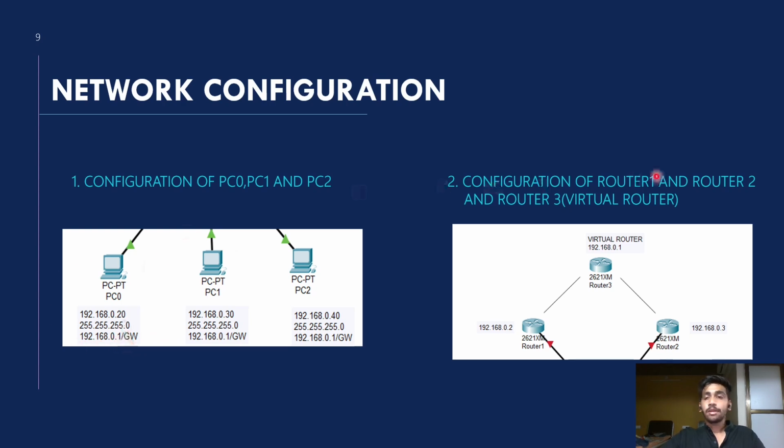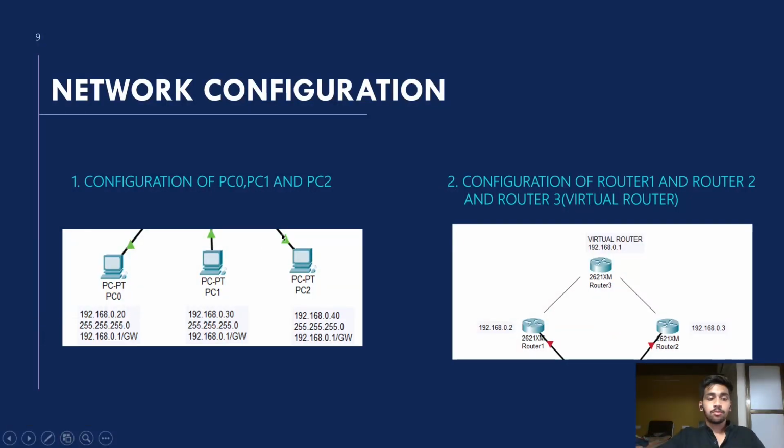and the gateway for all these PCs is 192.168.0.1. Now configuration of the routers. We have used here two routers, router 1 and 2, and their IPs are 192.168.0.2 and the other one is 192.168.0.3. And here the virtual router, as you can see, is not connected. It is only used for failover in the network.